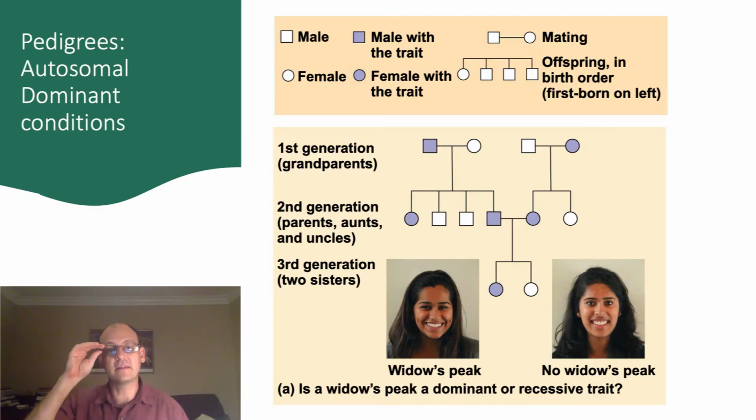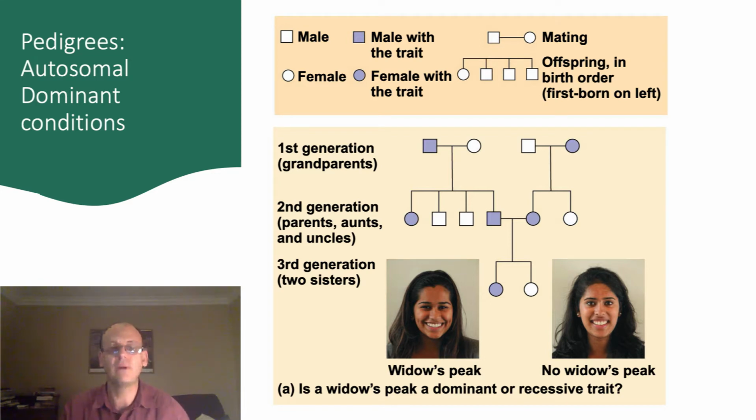A pedigree is a specialized chart showing family relationships. Geneticists use pedigrees in order to track individuals in a family that have a particular condition in order to determine if that condition is genetically determined.